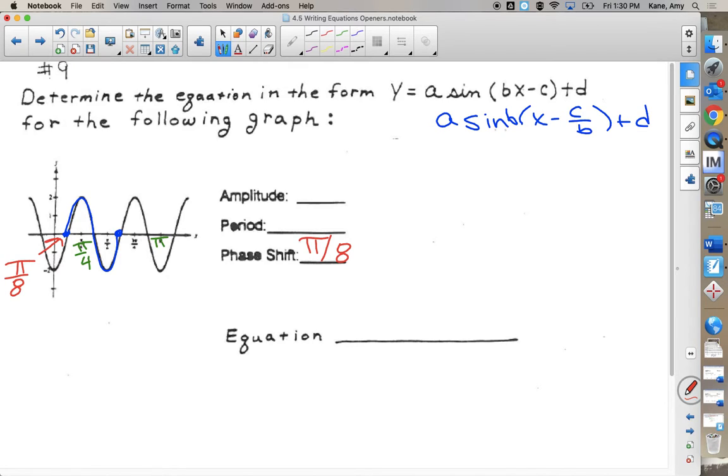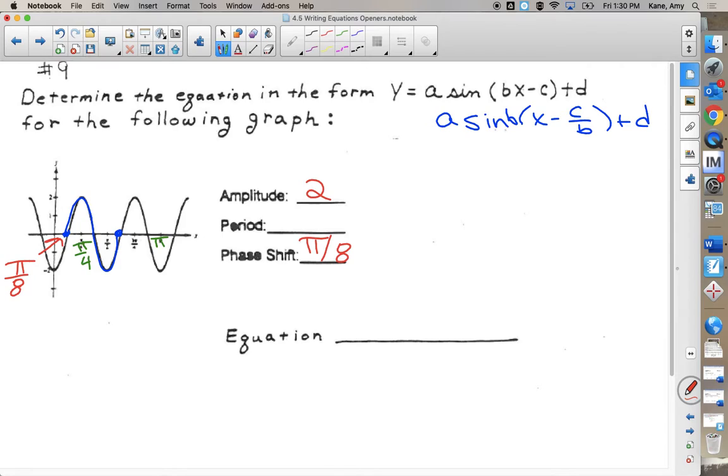The amplitude, that's the stretch. So from the middle to the peak, Maggie, how high is it stretching? 2. So the amplitude is 2. This didn't ask for the sinusoidal axis or the d value because it's just 0. So that's why it didn't ask for it.